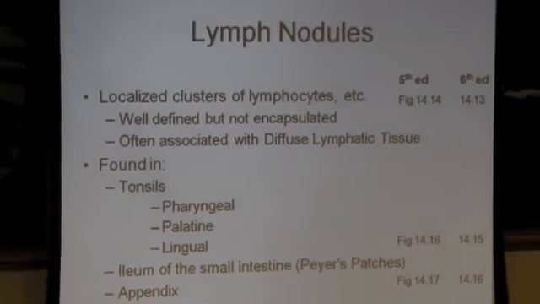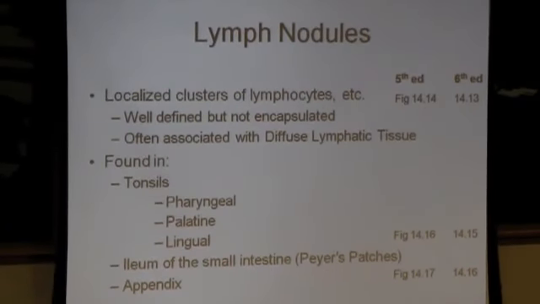Lymphatic nodules are localized clusters of lymphocytes. Again, there is no specific capsule around them, so it's not an organ, but it does seem to have very definite boundaries when you look at it under the microscope. So it is well defined. It is often associated with, or very close to, this more disorganized, diffuse lymphatic tissue. It's found very commonly in tonsils. If you look at the pictures of the tonsils in a textbook, you will recognize them immediately: very tightly packed, relatively circular little structures, very closely packed together. Small intestine is another place to look for them, where we call them Peyer's patches. And the appendix is another place where you're likely to find a lot of these lymphatic nodules.